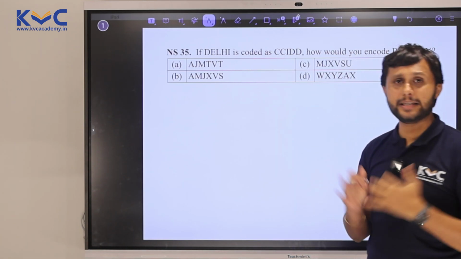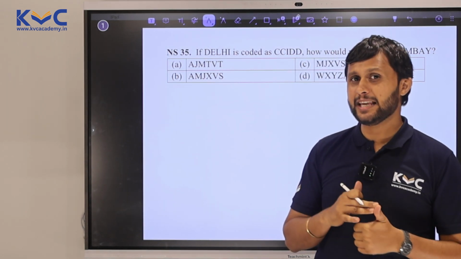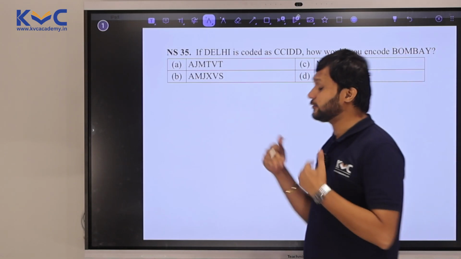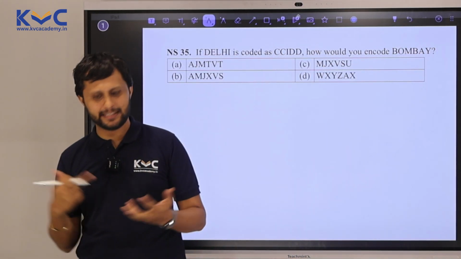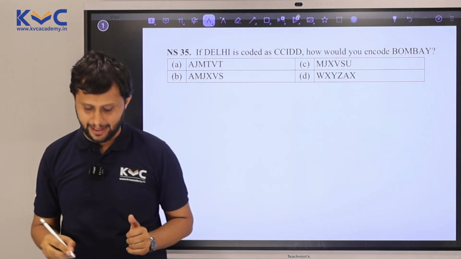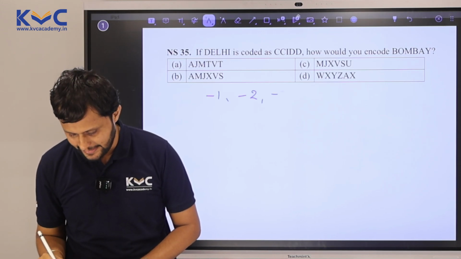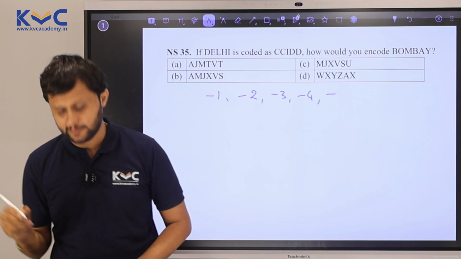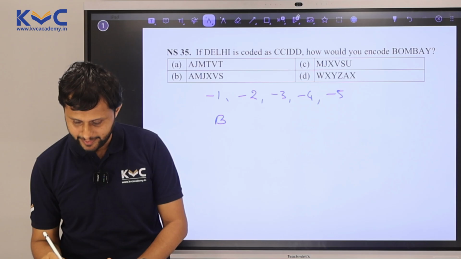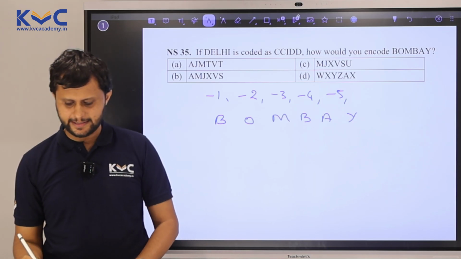For L we have I. What is the difference between L and I? H, I, J, K, L. So now the difference is 3. For H the difference is 4. So the difference is increasing, right? First we take the immediate 1 letter backwards, then we take 2. So we have -1, -2, -3, -4 and -5. That's the logic over here. So for Bombay, I'll write BOMBAY. So it should be -6 after that.